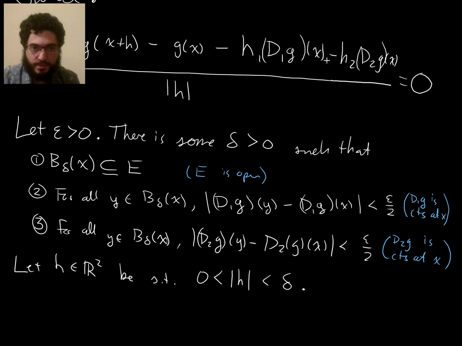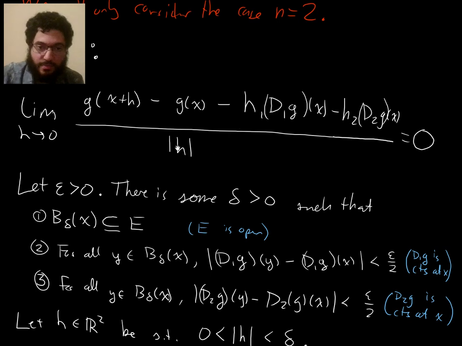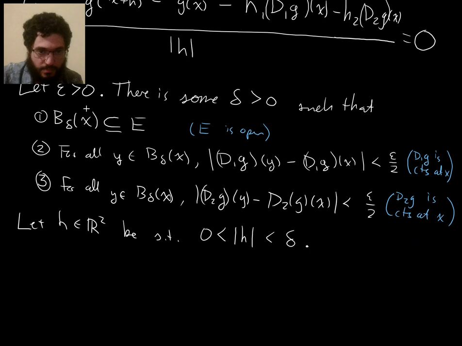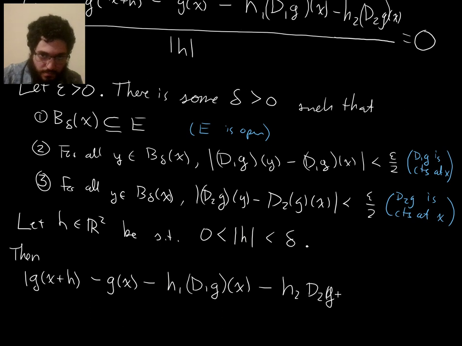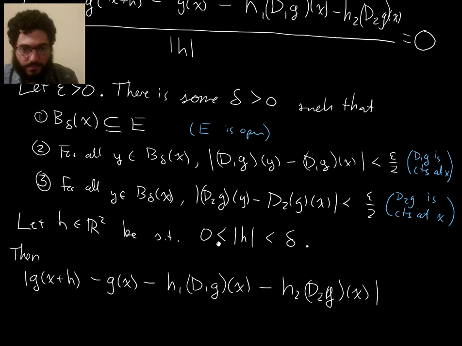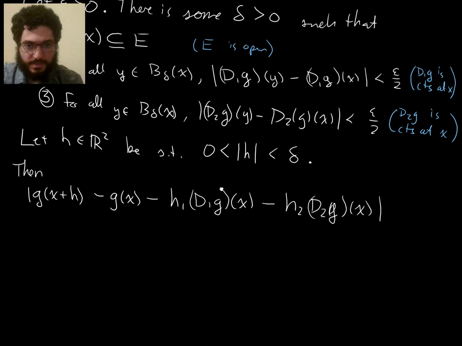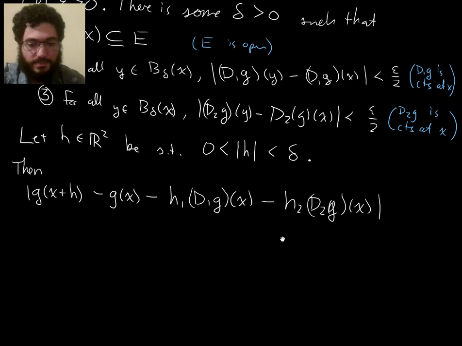And I'm just going to focus on the numerator, the norm of the numerator. So now my goal is to show that the norm of the numerator is less than epsilon times the norm of h. So I'll think of it that way. Okay, now let's think about this. I'm trying to show this is less than epsilon times the norm of h.